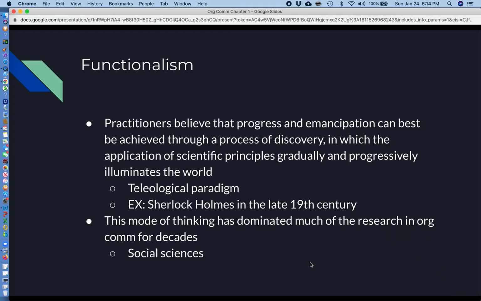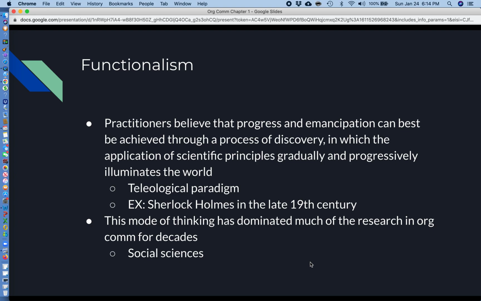So one of the theories of organizational communication that we focus on here is what's called functionalism. Now, people who practice functionalism believe that progress and emancipation, which is a fancy word for freedom, can best be achieved through a process of discovery, learning, in which the application of scientific principles gradually and progressively illuminates the world. Now, this is a very modern kind of way of looking at things. So people who practice functionalism believe that the key to progress and human freedom can only be achieved through learning that's based in science.